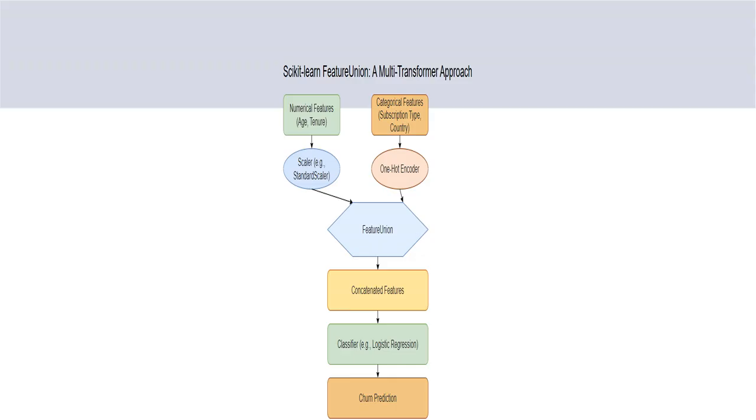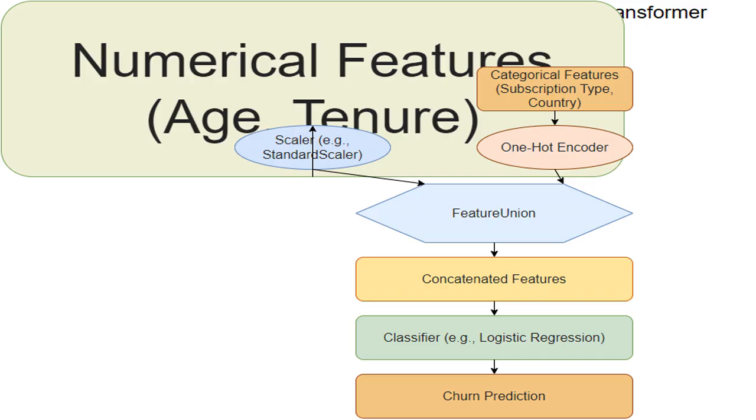Think of it as an assembly line where different workers, transformers, handle different parts of the job, pre-processing different features, before the final product, processed data, is ready. It's super helpful when you have a mix of numerical and categorical features, requiring different treatments. These are features represented by numbers, like customer age and how long they've been a customer, tenure. They might need scaling or normalization before being used in a machine learning model.